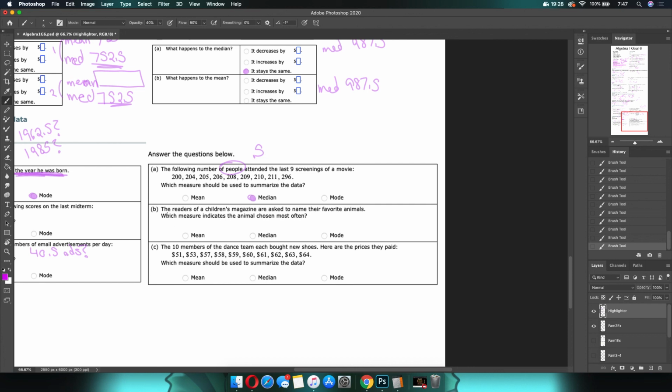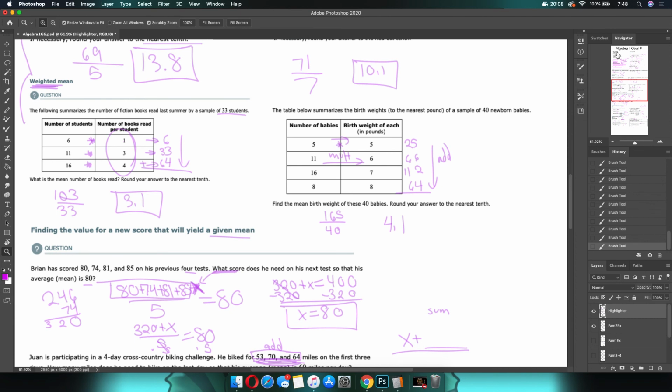The readers of the children were asked to name their favorite animals. This one isn't even numbers, so you know automatically the thing you're going to be doing is mode. Next, 10 members, and then can you have like $0.5? Yes, you can. So this is going to be mean. So the two questions you ask are, can you have a 0.5, and then can you have multiples? Those are the two questions you're asking yourself over and over in the context of this topic. That's the best advice I can give. Explaining it that way tends to make it at least a little bit more bearable for students.